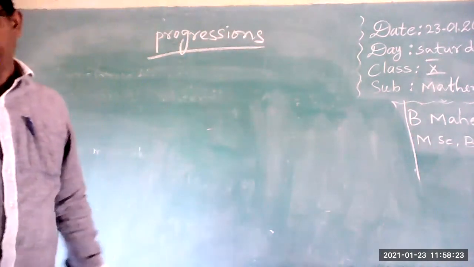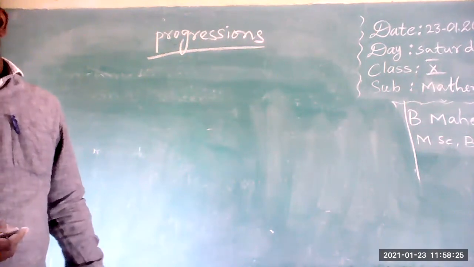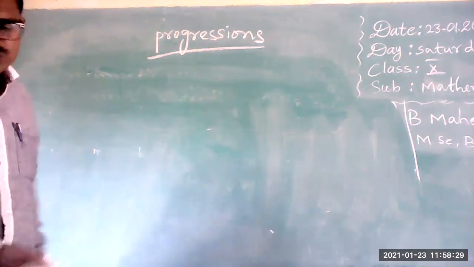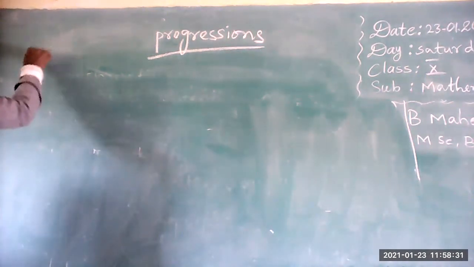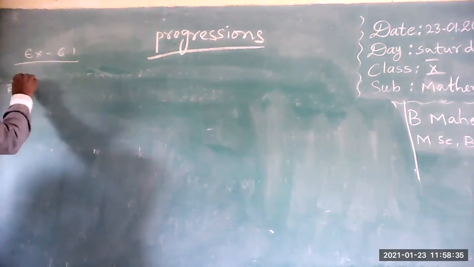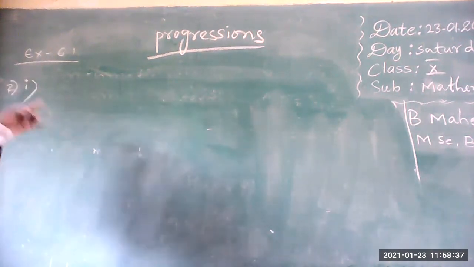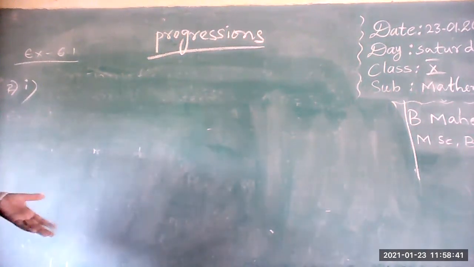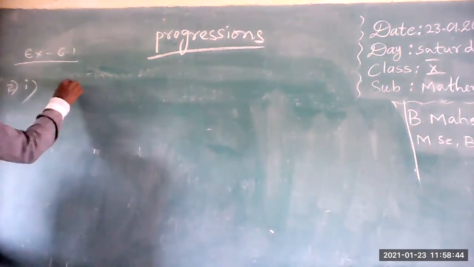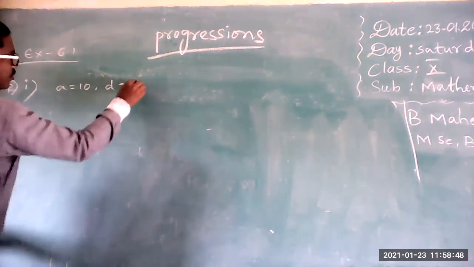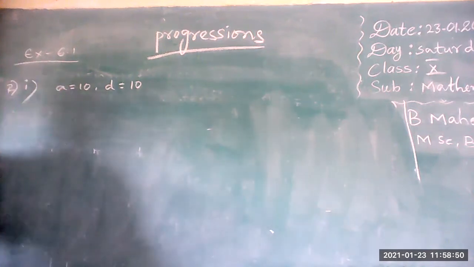So next one: write the first four terms of the AP when the first term A and common difference D are given as follows. So in the second bit, the first term and common difference are given. Find the next four terms. So A is equal to 10, D is equal to 10.